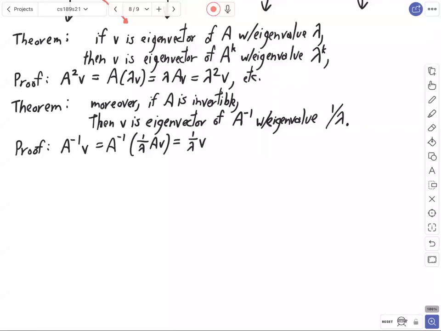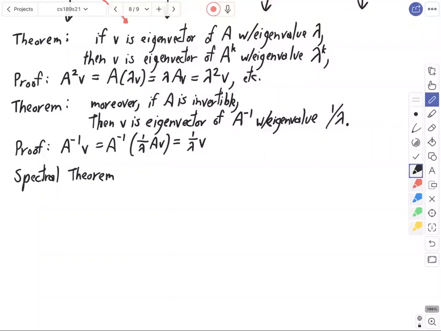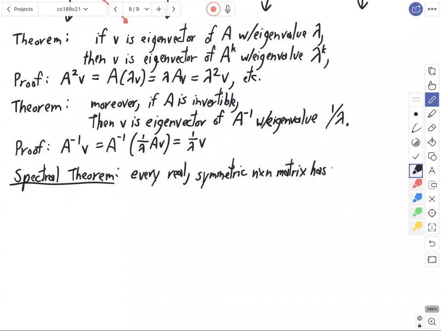The next theorem is not obvious at all, but hopefully this is a theorem that you've seen in your linear algebra class. It's one of the amazing things that make symmetric real matrices so special. It's called the spectral theorem. Every real symmetric n by n matrix has real eigenvalues. Never complex is what I'm saying here.